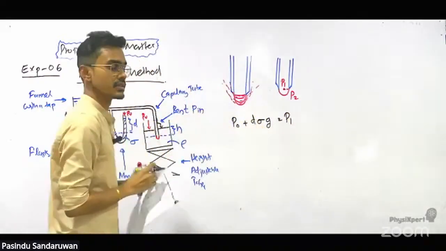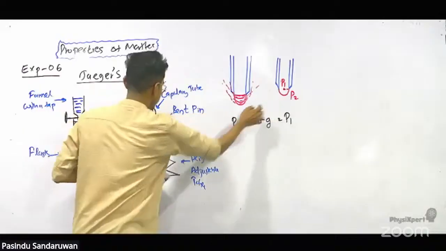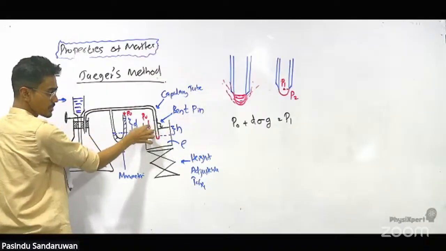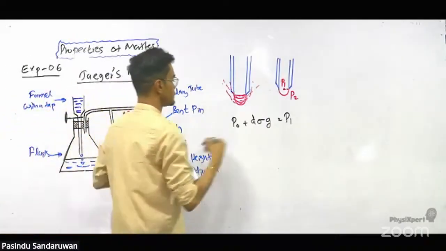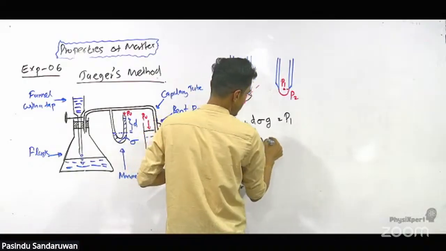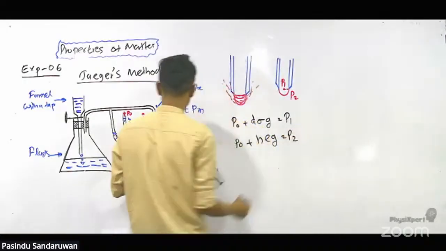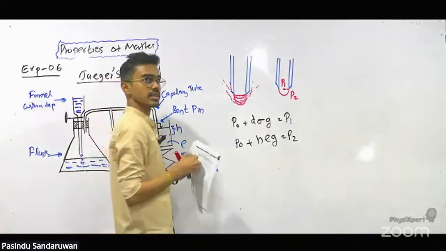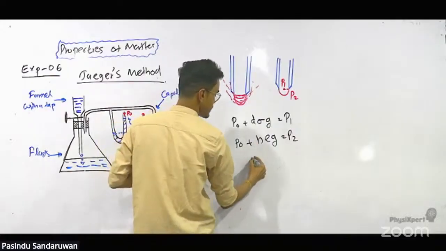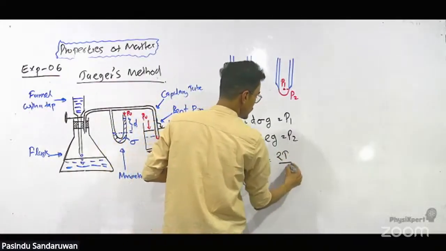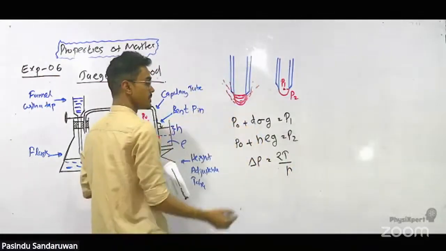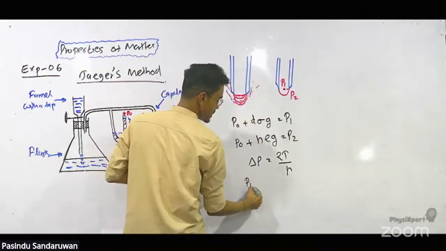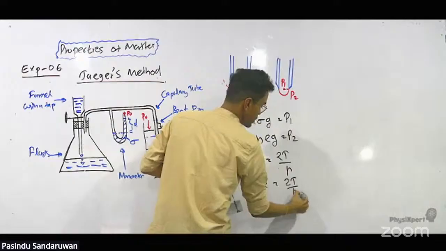That is the pressure inside the meniscus. To write the pressure outside the meniscus: P naught plus H rho g equals P2. Now we know the pressure difference across the liquid meniscus is given by 2T over r. Pressure difference is pressure inside minus pressure outside, P1 minus P2. Then P1 minus P2 equals 2T over r.